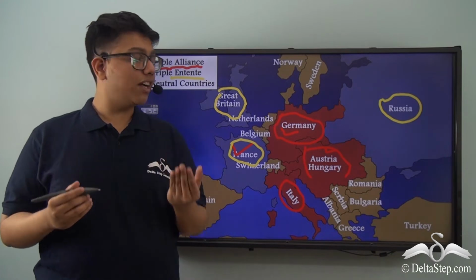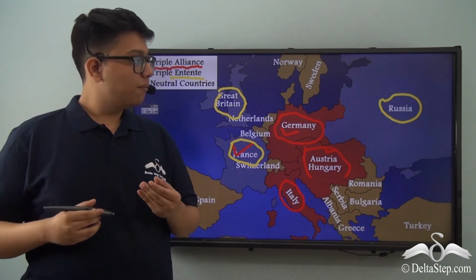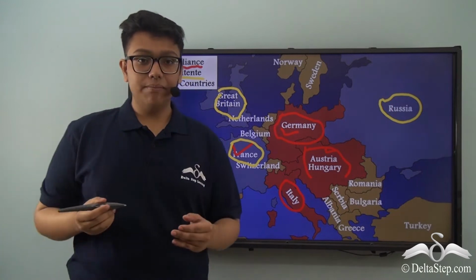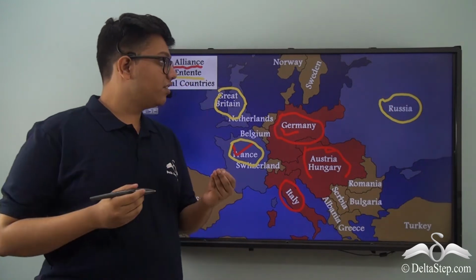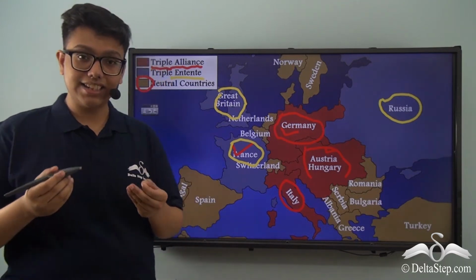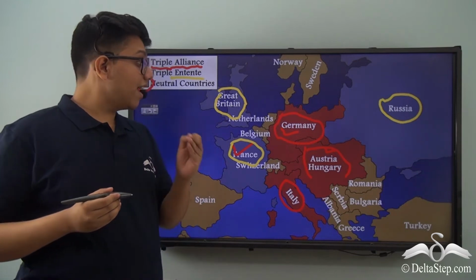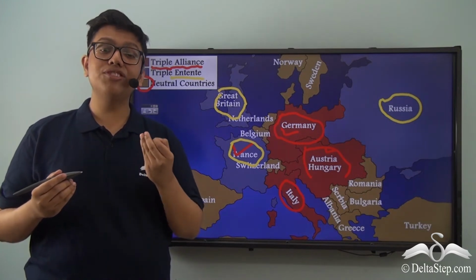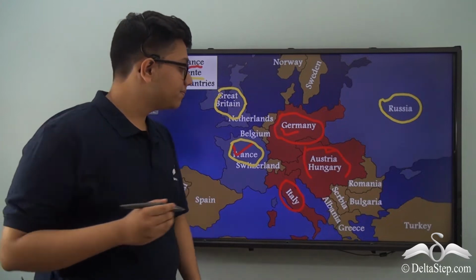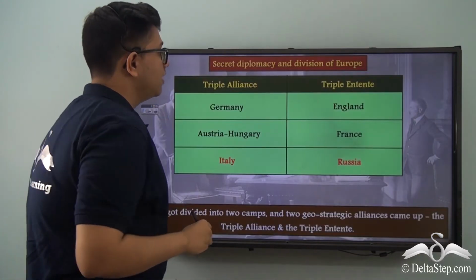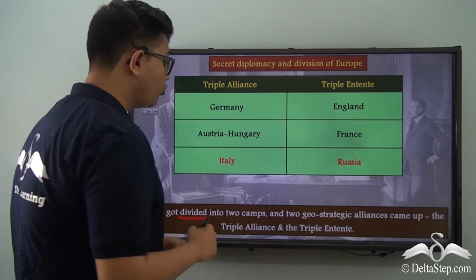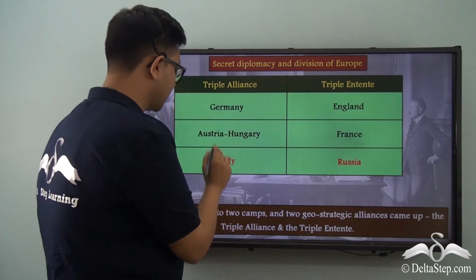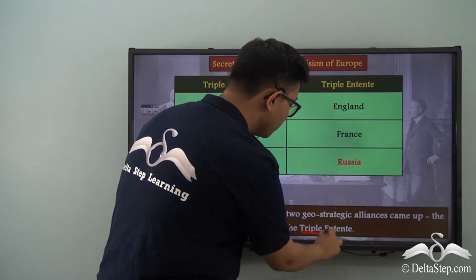So therefore we see that two alliances or understandings are popping up in Europe. But what about the other countries? You see that there are some countries marked in this color. What about them? Europe is not just six countries. Well, these countries were actually neutral, or they had not selected a side before the war began. Now, it was the task of the two alliances to get these neutral countries to their side, employing what was known as secret diplomacy, as we will see later. Therefore, Europe got divided into two camps, and these two geostrategic alliances are the Triple Alliance and the Triple Entente.